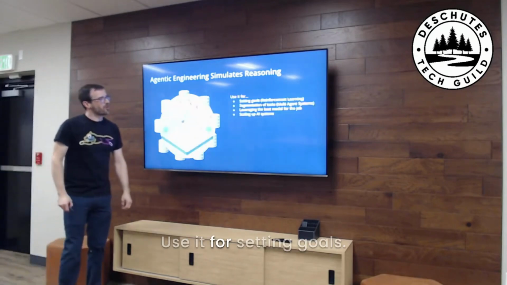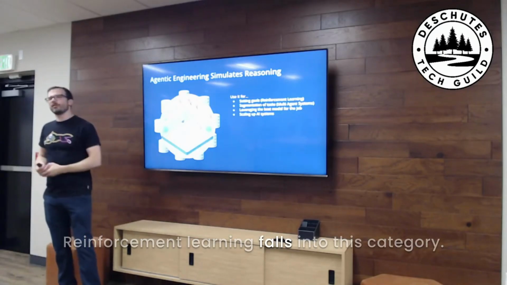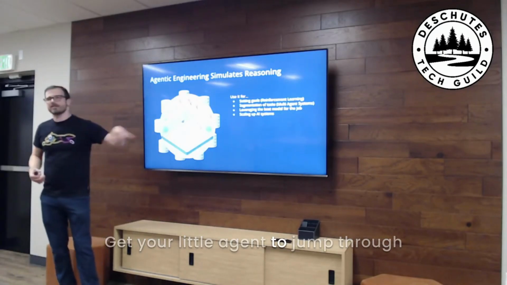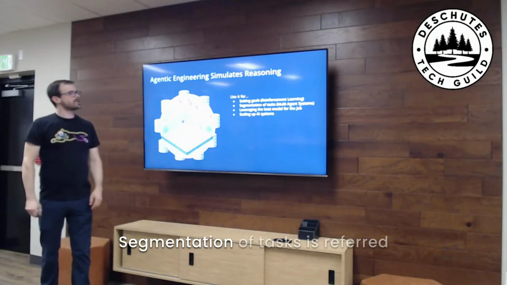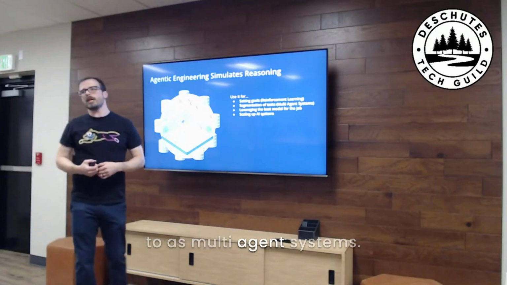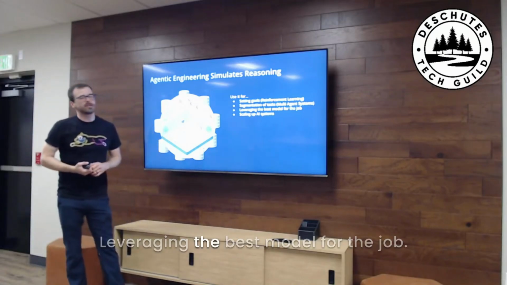So, use it for setting goals. Reinforcement learning falls into this category. Get your little agent to jump through all the dots and accomplish some goals. Segmentation of tasks is referred to as multi-agent systems. Leveraging the best model for the job.